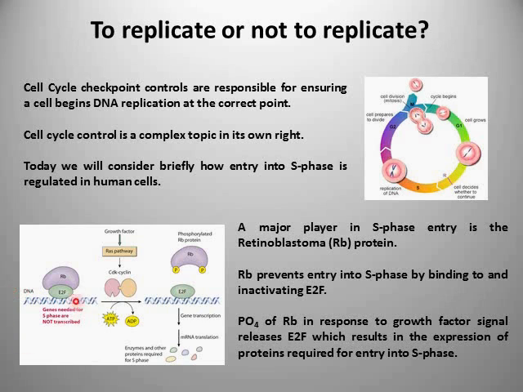So if RB is bound to E2F, this E2F transcription factor isn't capable of turning on gene expression for all these key DNA replication proteins, and therefore DNA replication cannot proceed, S phase entry cannot occur.